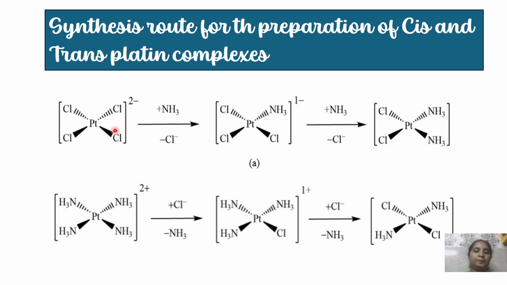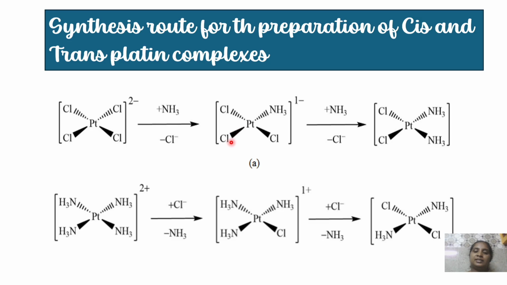Next, how do we synthesize cisplatin and transplatin? In the case of cisplatin, we have to take the PtCl4 2- complex. If we treat this complex with ammonia, one chloride is replaced by the attack of one ammonia, and this is the complex we get. To this complex, we add another mole of ammonia. Then where does this ammonia have to attack, that is, where has it to be placed? For this, we have to follow the trans effect series. Among the ligands chloride and ammonia, chloride has the greater trans effect. So either this or this can be replaced with ammonia, resulting in the formation of cisplatin.